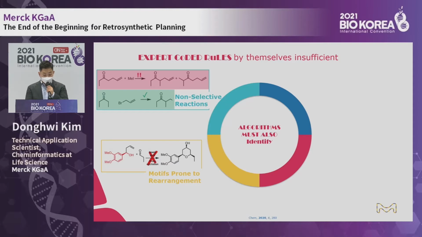Other algorithms are designed to identify motifs that are prone to side reactions or rearrangements. For example, Synthia knows that an electron-rich alcohol substrate in the Prins cyclization may undergo a competitive oxonium rearrangement, and it will avoid proposing this reaction in the search.